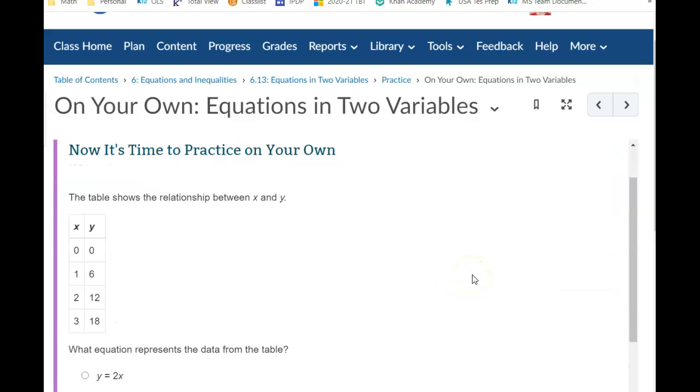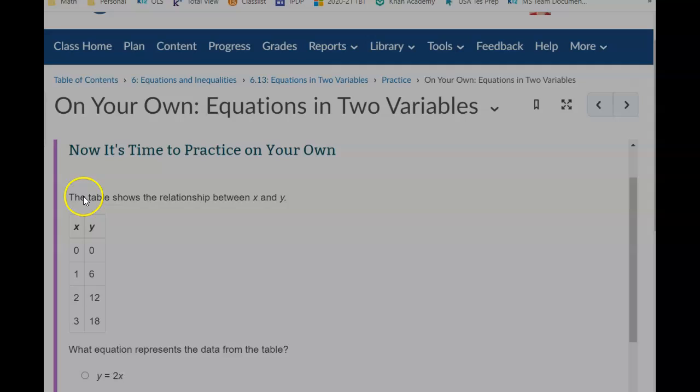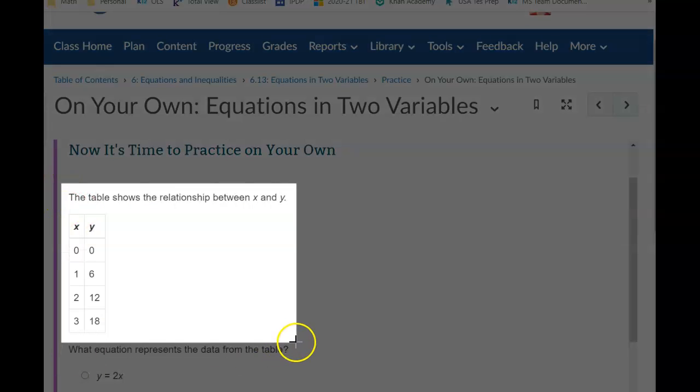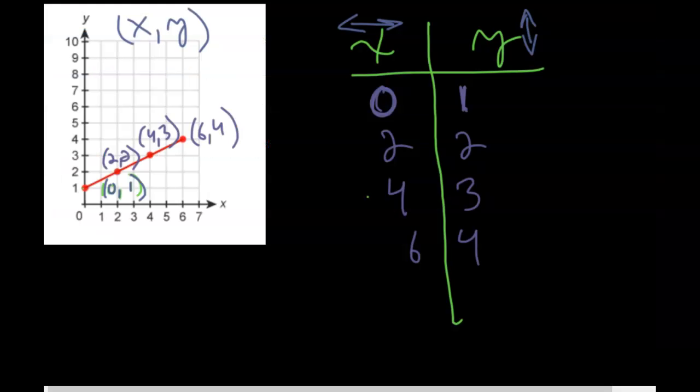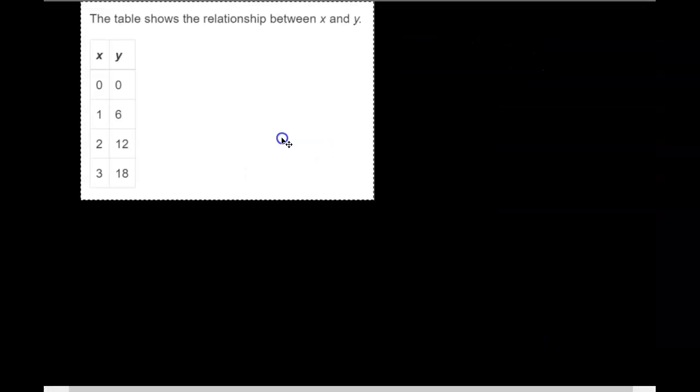Similar to one of the previous questions, we have a table showing x and y values. What equation represents the data from this table? Let's analyze it a bit over here. How am I getting from the x to the y? Well, I can't really get anything from the 0, 0. You could multiply 0 times anything to get 0, but how about the 1 to the 6? Probably just times 6 is what's going on here. 2 to 12, 2 times 6 makes 12. 3 to 18, times 6.